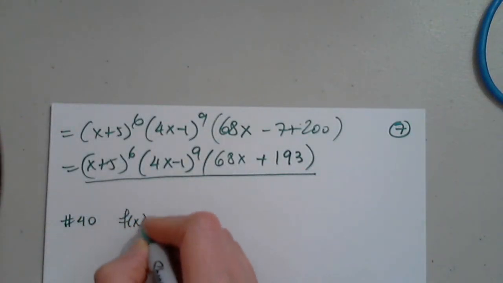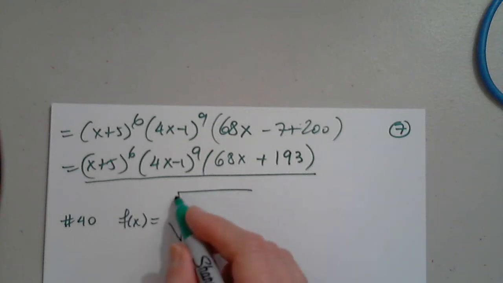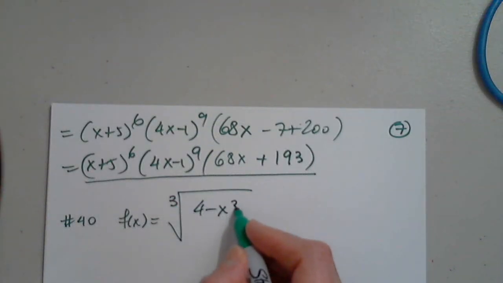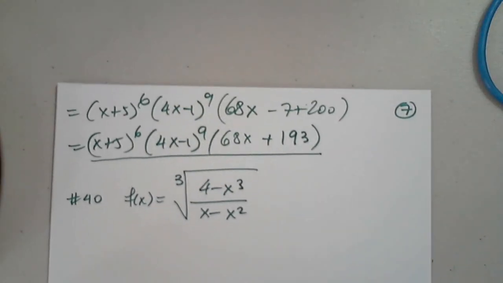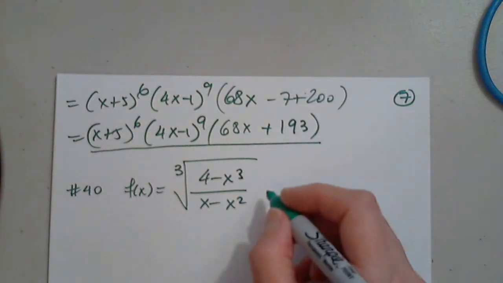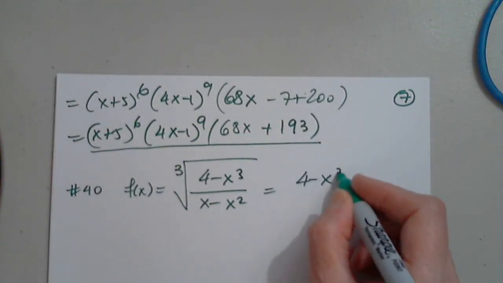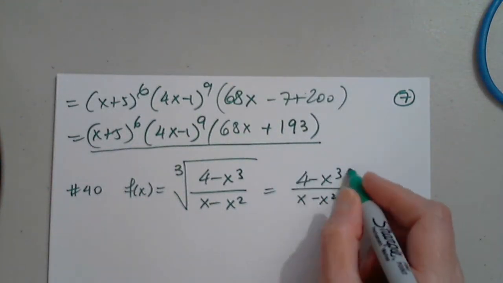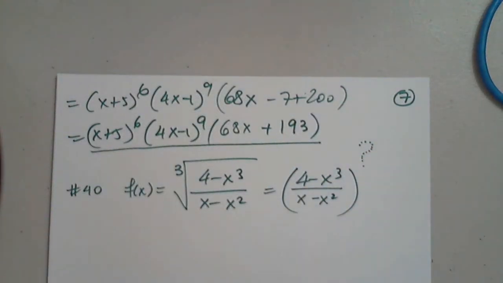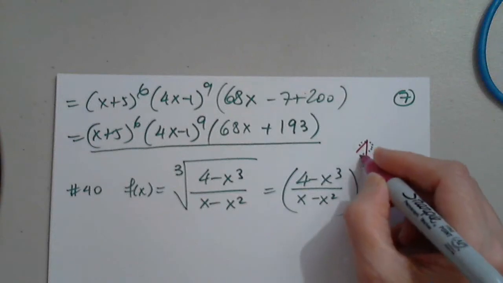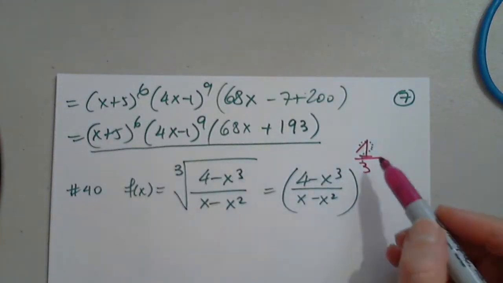40, it's f of x equals the cube root of (4 minus x to the third) over (x minus x squared). This is not a simple situation. It's not a trivial situation. And of course, I'm not going to deal with this like this. I'm going to have to change it into which power? 1/3. Very good, awesome. 1/3. So the cube root is power 1/3.